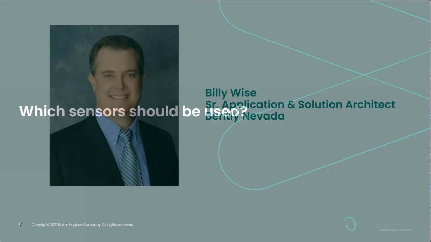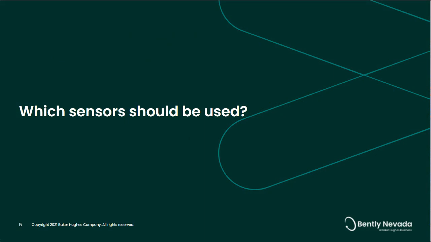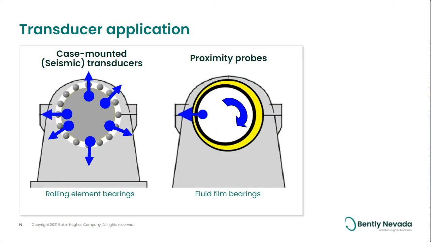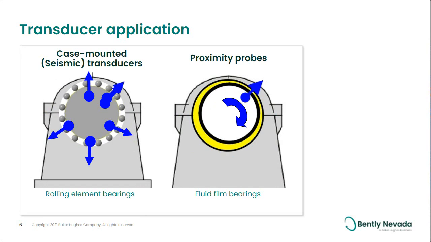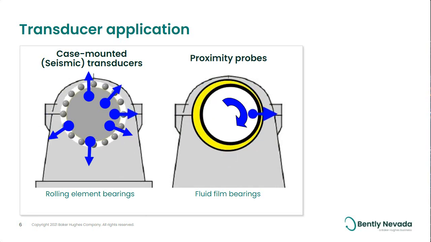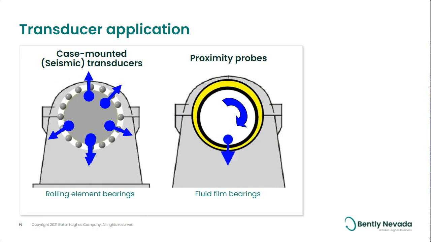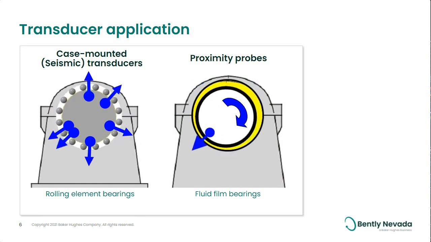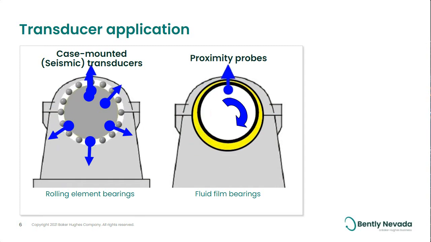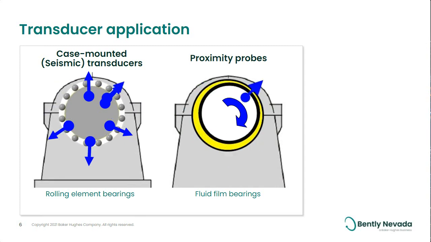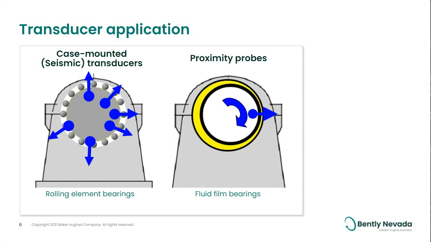So one of the first aspects that needs to be figured out is what sensors are we going to use for the different types of machines? As you can see here, the rolling element bearing really doesn't have much movement in between the case and the shaft. And that's because there's no clearance there. And all of that energy that is being transmitted through the shaft goes right to the case. So in this case, we're going to use case-mounted or seismic transducers.